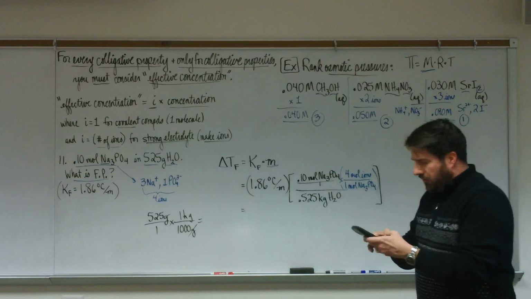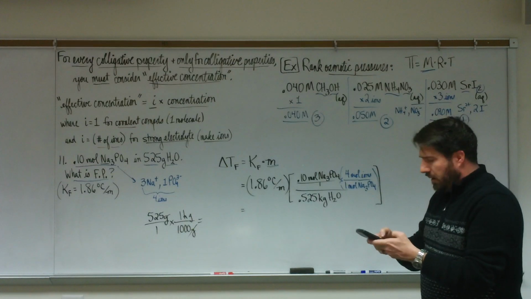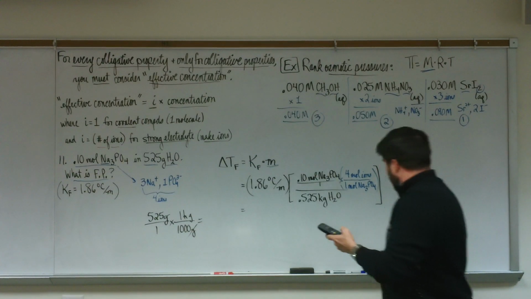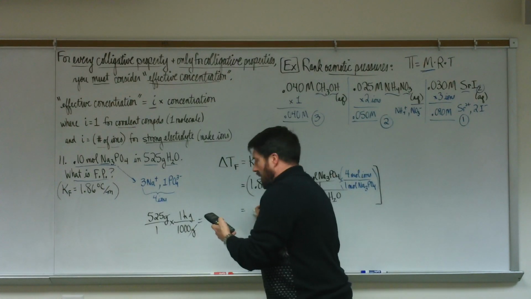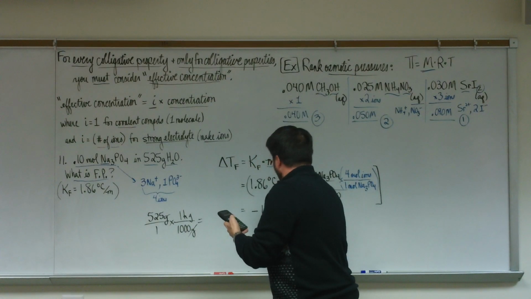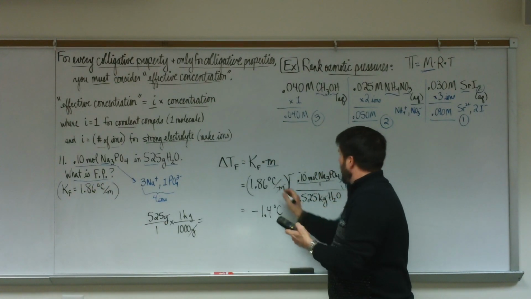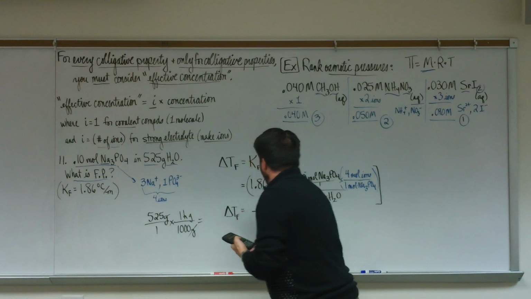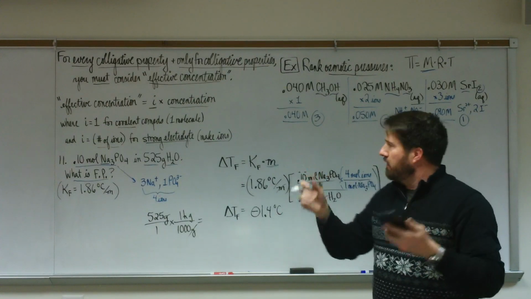We can do this calculation, 1.86, you should do this at the same time, times 0.1 times 4 divided by the 0.525. You should be able to verify that this is, to 2 significant figures, negative 1.4 degrees Celsius. Molality cancels and degrees Celsius is remaining. This is the delta T. I know it's negative because I know freezing points go down and boiling points go up.